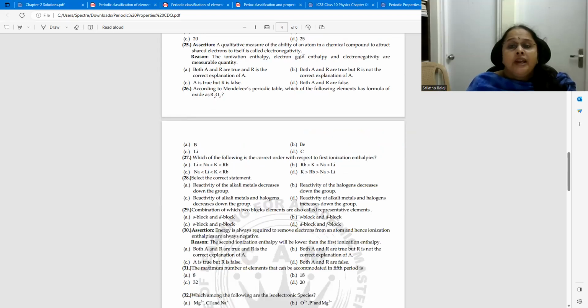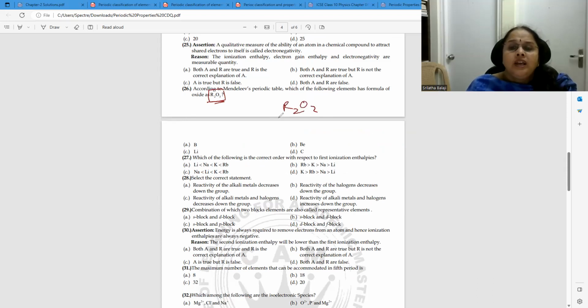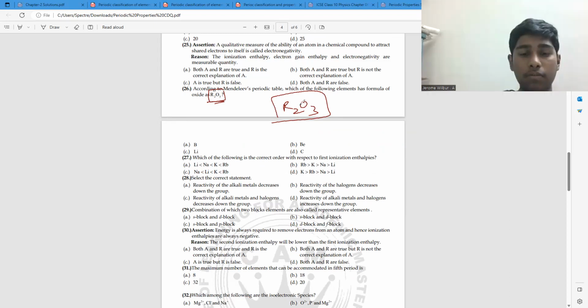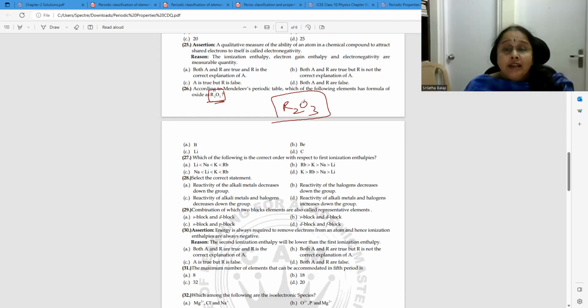Question 26. Which of the following elements would have a formula R2O3? So when I say R2O3, what does it tell you? What is the first thing you get? What's the first information you get from this R2O3? It is basic in nature, no? Okay. Anything else?